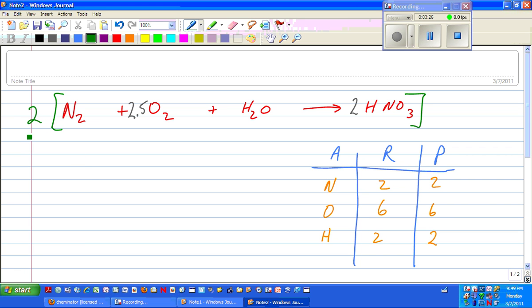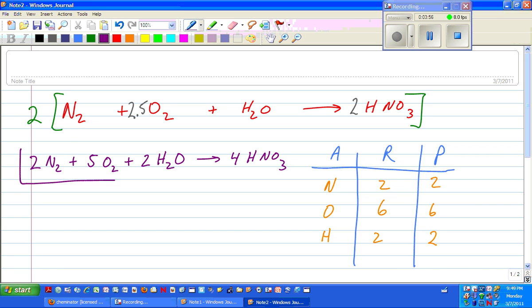So I'd go ahead and distribute this 2 to everything inside of the parentheses, and it would be 2 times 1, which would give me 2 nitrogens, plus 2 times 2.5 would give me 5 oxygens, plus 2 times 1 would give me 2 waters, and then 2 times 2 would give me 4 nitric acids. And I would have a final balanced equation.